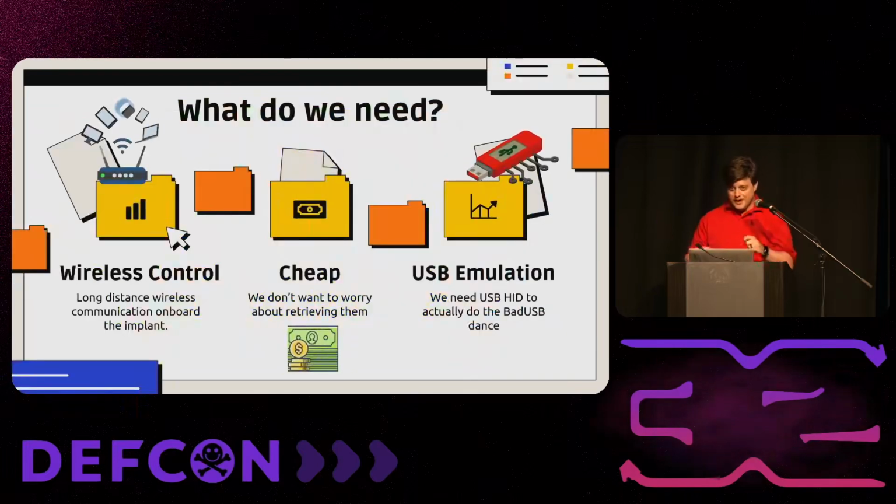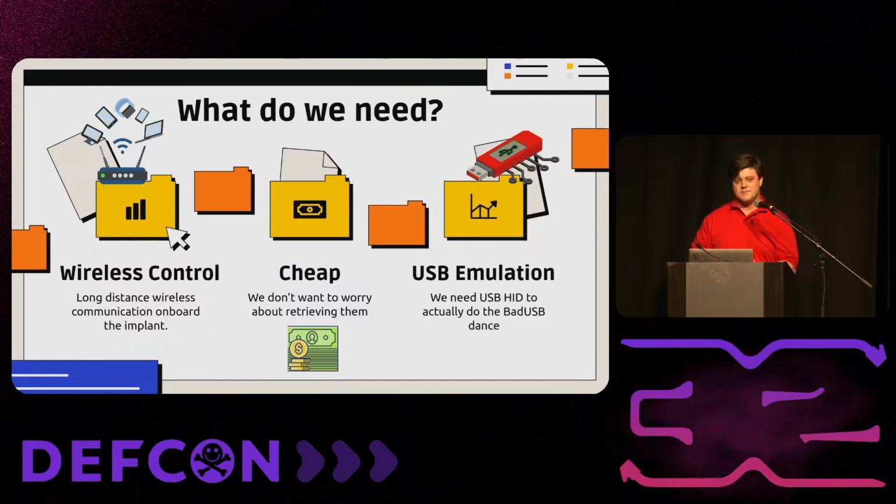So to prove that wrong, to build a device that would do that, we kind of want 3 things. We want something that's wireless, so it has a Wi-Fi radio. We want something that's cheap, so we can leave it in there and walk away and don't care that we never get it back. And we need something that can actually emulate a USB HID device. So these are kind of the 3 requirements.